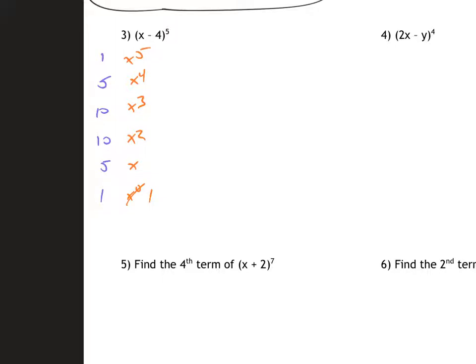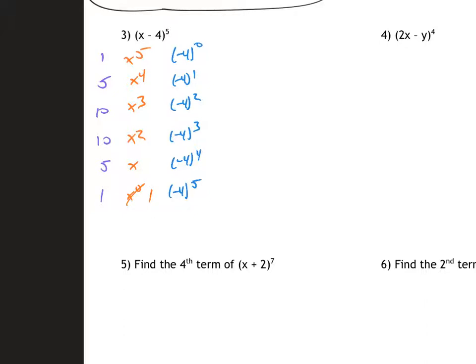Now I have a negative, so I'm going to do negative 4 to the 0, negative 4 to the 1, negative 4 squared, negative 4 to the 4th, and negative 4 to the 5th. Big important thing, if you use your calculator, make sure you put things in parentheses. Please, if not, you will get random negatives that don't exist.